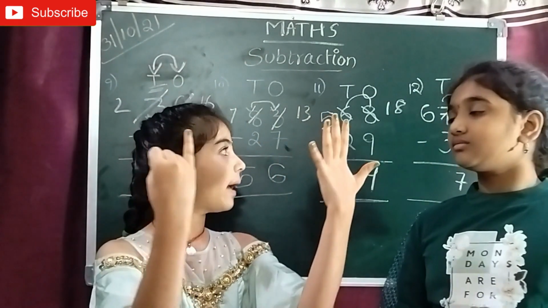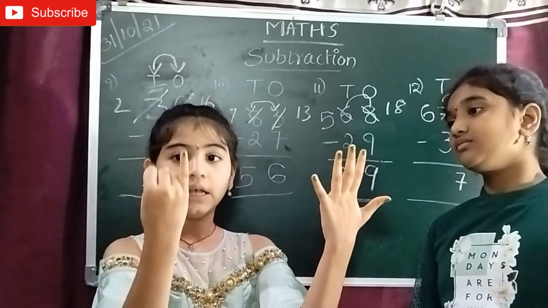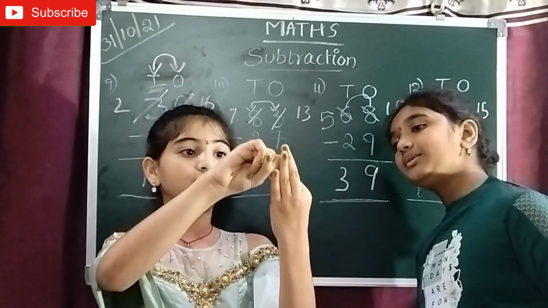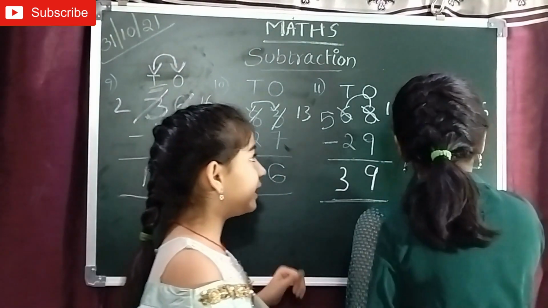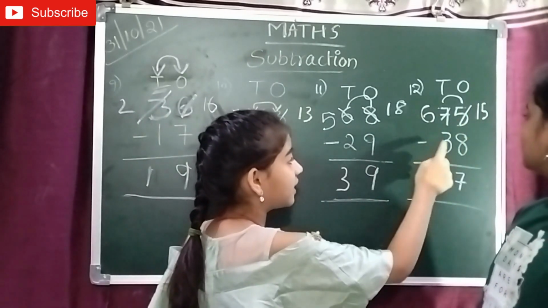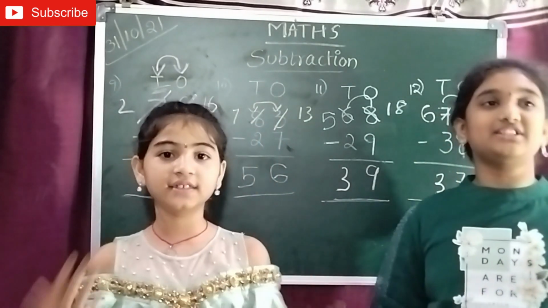6 fingers up and 3 means we should subtract 3. 1, 2, 3. So how many fingers are left? 1, 2, 3. So we should write 3 in the tens place. 75 minus 38 equals 37.